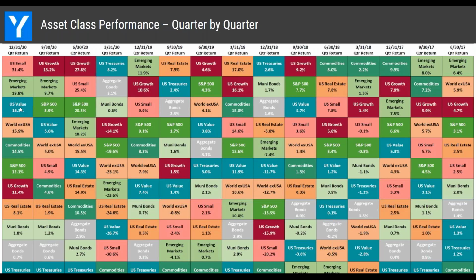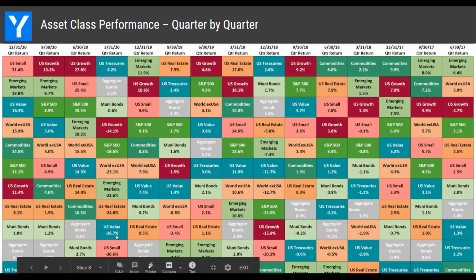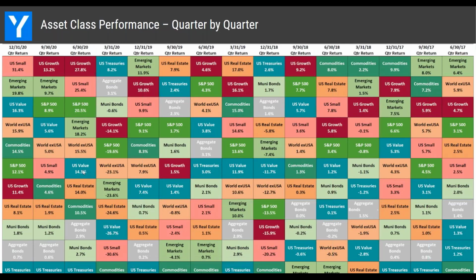You'll notice at the end of Q1 2020, a nearly 27% drawdown for US value, but climbing the table ever since. And in Q4 2020, US growth still returned over 11%. However, that is a much more middle of the pack number, while US value is really shining here.